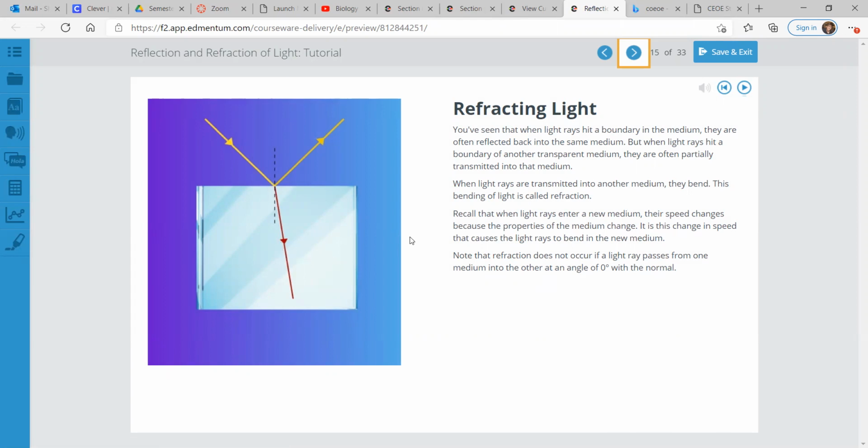And when light rays are transmitted into another medium, they bend. This bending of light is called refraction. Recall that when light rays enter a new medium, their speed changes because the properties of the medium change. It is this change in speed that causes the light rays to bend in the new medium. Note that refraction does not occur if a light ray passes from one medium into the other at an angle of 0 degrees with the normal.